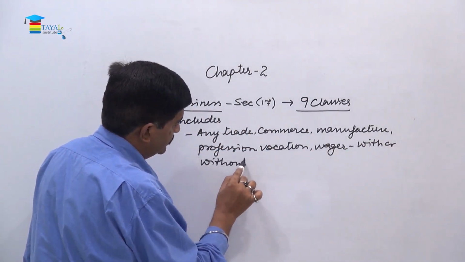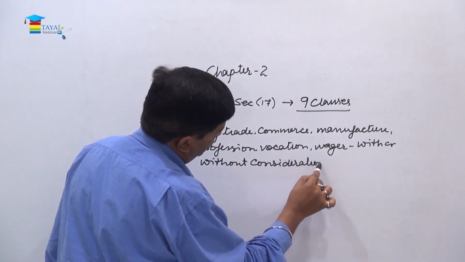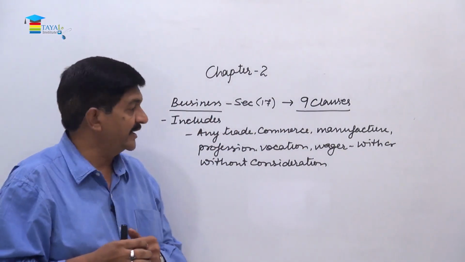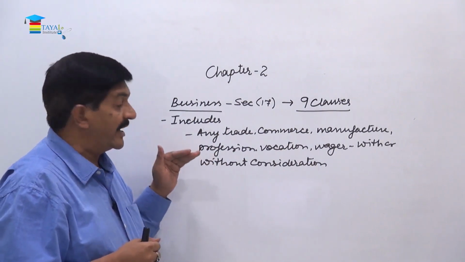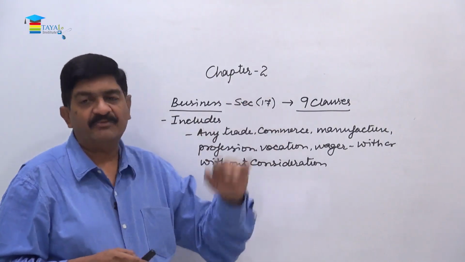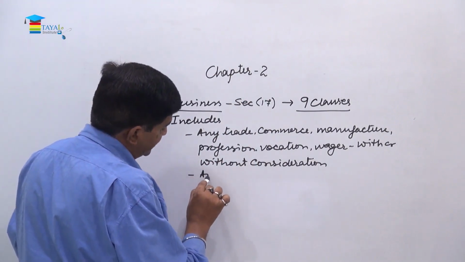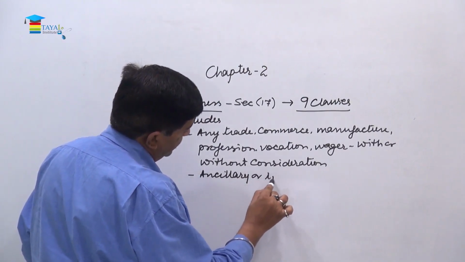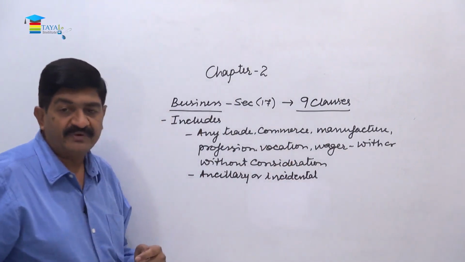With or without consideration. So actually this is the main thing as far as goods are concerned, right? So this is any trade, so any buying, selling, commerce, manufacture, profession, vocation, wager, so almost everything has been covered in this. In addition to that, any activity which is ancillary or incidental to this, that is also covered in that.